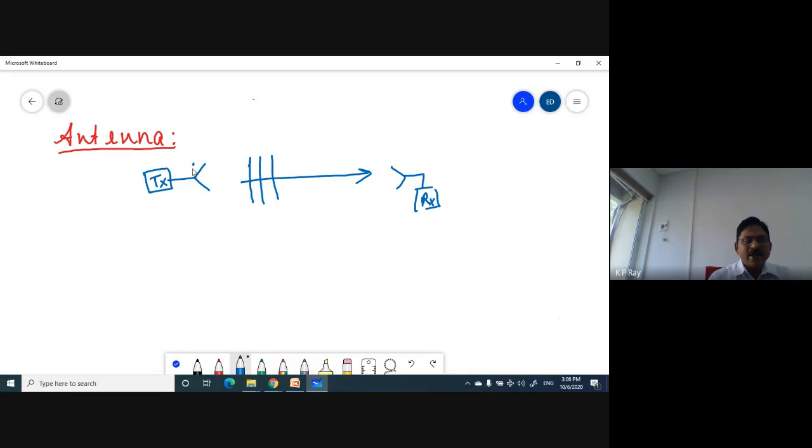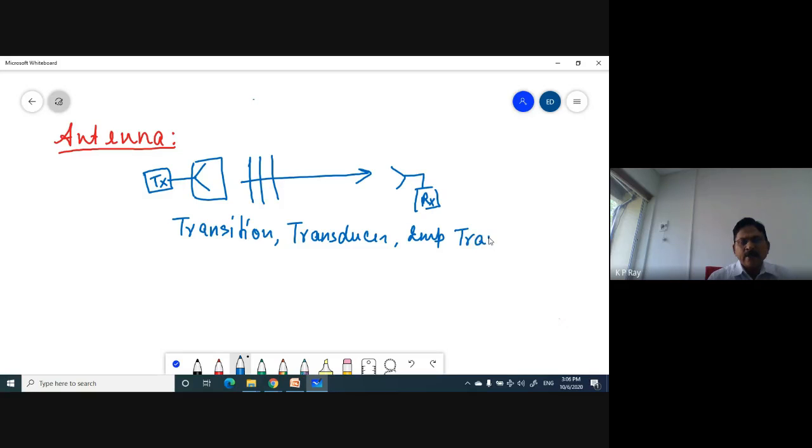So then this antenna can be defined in terms of transition between guided wave and free space, or you can define it as a transducer. One form of energy is getting transformed to another form of energy, or guided wave impedance is getting transformed to free space wave impedance. So it's an impedance transformer. So these are the transitional definitions of antenna.